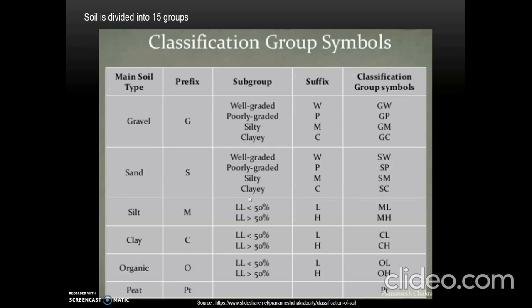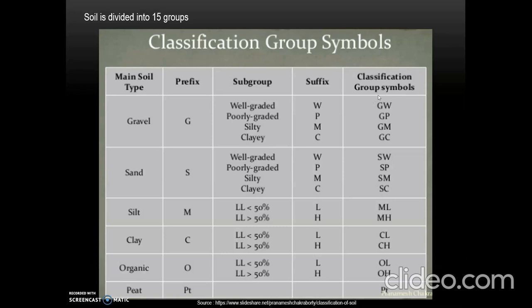For fine grained soils, we consider plasticity characteristics. So if liquid limit is less than 50%, the suffix used is L. And if it is greater than 50%, the suffix used is H. Similarly for clay and organic, if liquid limit is less than 50%, the suffix is L, and if it is greater than 50%, it is H. Even for organic, if liquid limit is less than 50%, the suffix is L, and if it is greater than 50%, it is H.